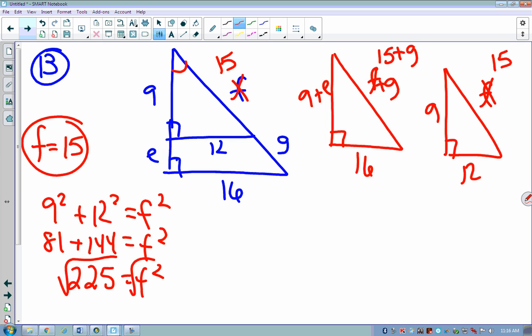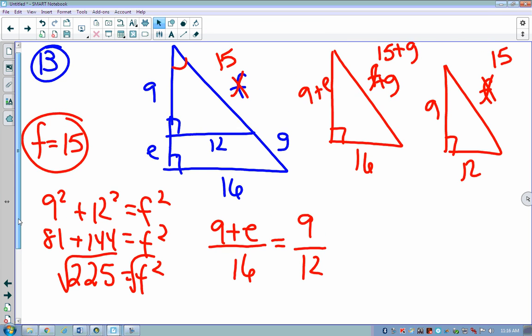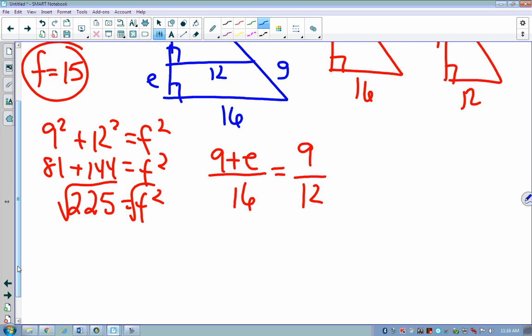So for the rest of this, I can set up a proportion because they're similar. Corresponding sides of similar figures are proportional. So let's see, we can do 9 plus E over 16 equals 9 over what? 12. Okay? All right, so what's 9 times 16? Did you say 16?